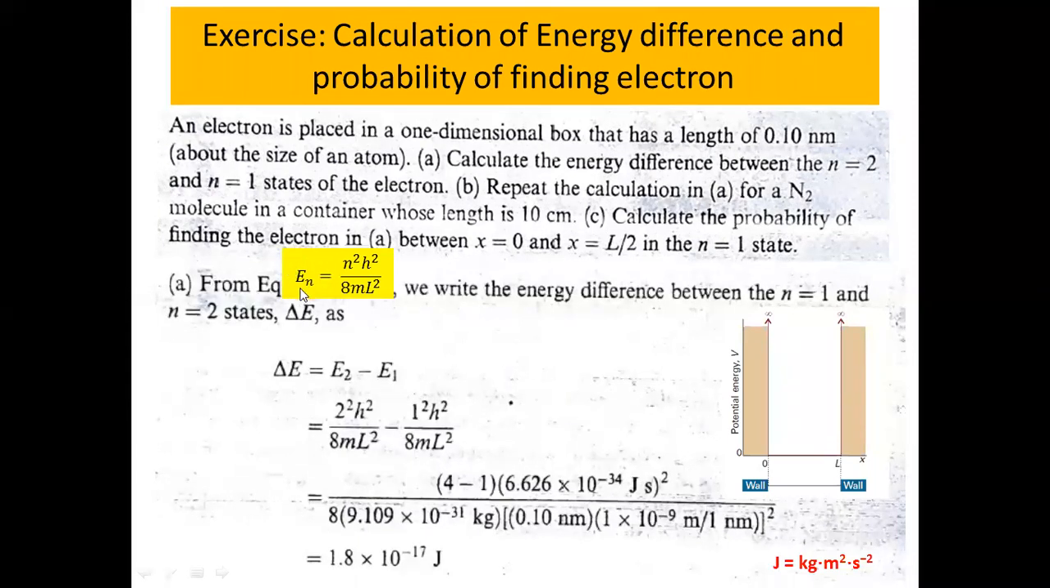This is the equation we have already derived, and this was the quantization of the energy in any of the levels. N is the energy level, h is the Planck's constant, 8m is the mass, and in this case it is the mass of the electron or the mass of the nitrogen molecule, and L is the length of the box in which the electron or the nitrogen molecule is placed. By using this, we will calculate the energy difference, and this is the simple equation to calculate the difference in energy. That would be E2 minus E1, where E2 is energy level 2 and E1 is energy level 1.